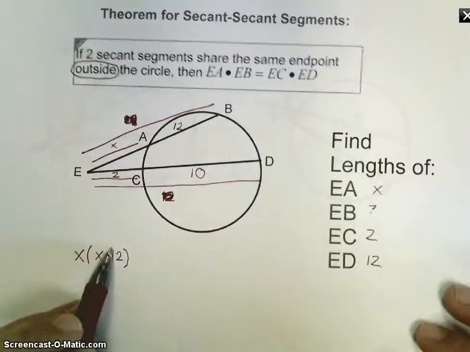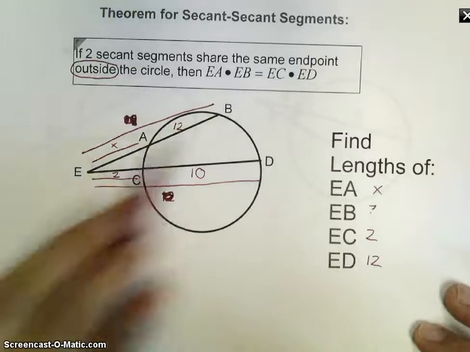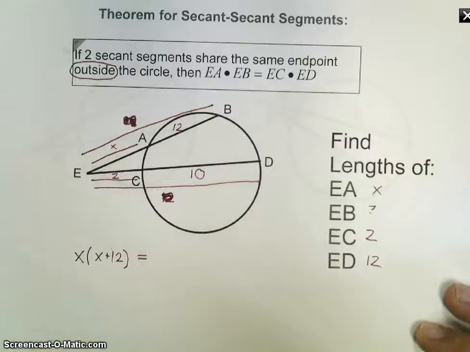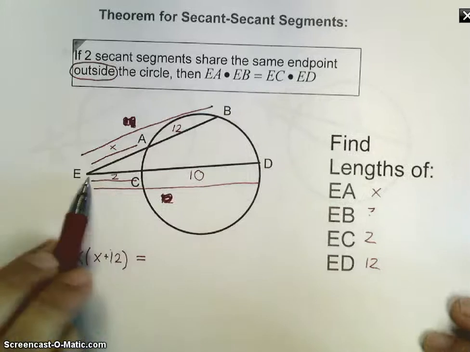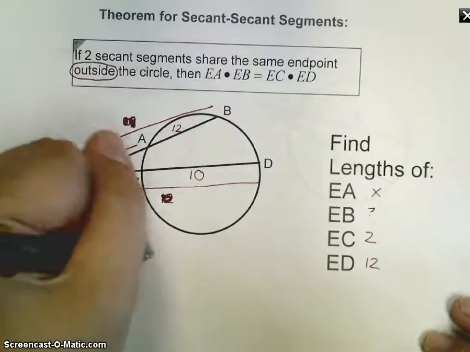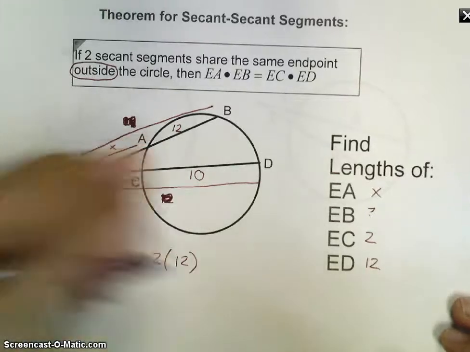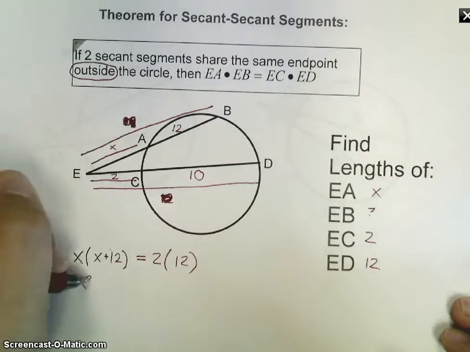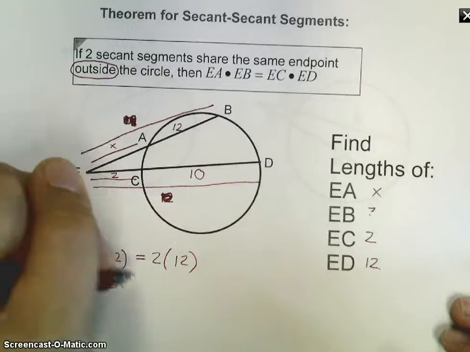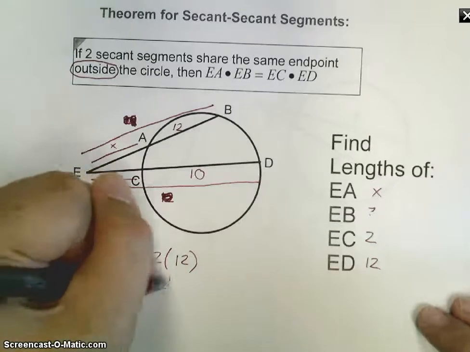Notice it wouldn't be x times 12. x plus 12 is the length of EB, equals the length of EC, so the outside portion, which is 2, and the inside portion. Do not write 20 here. The length of ED is 12. So, on this side, I get x squared plus 12x equals 12 times 2, which is 24.